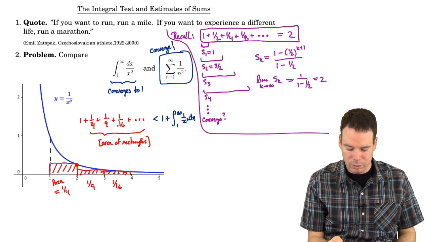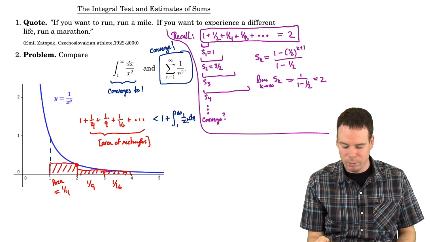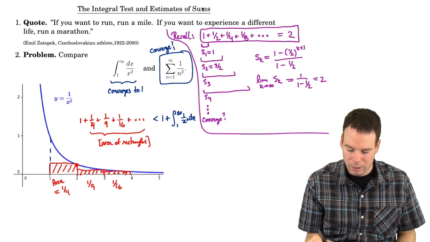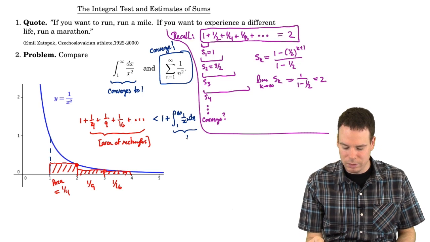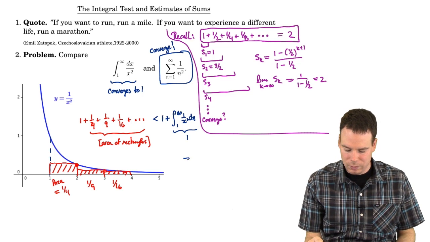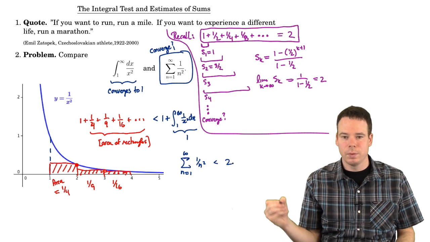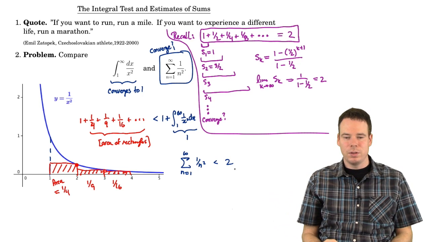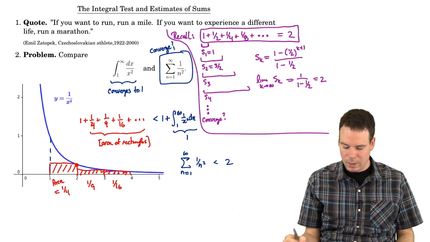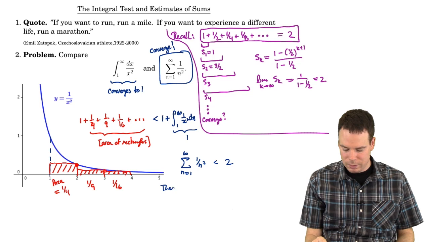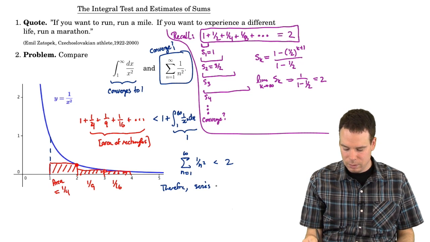And so 1 plus the area of the rectangles has to be smaller than 1 plus the area under the curve. What's the area under the curve? Well, that's 1. So what we have is that our series, n goes from 1 to infinity of 1 over n squared, has to be smaller than 1 plus 1, or 2. So our series has to be smaller than 2. Does it converge? In this case, yes, it does converge. Therefore, the series converges.